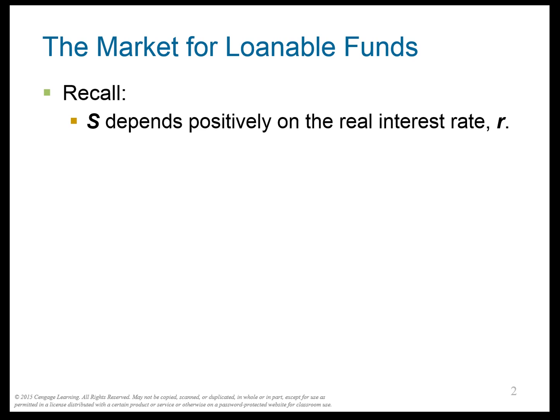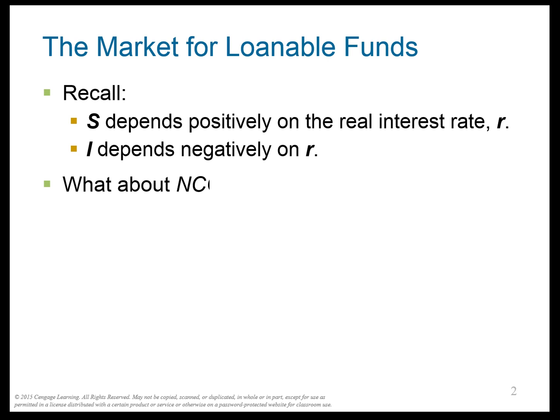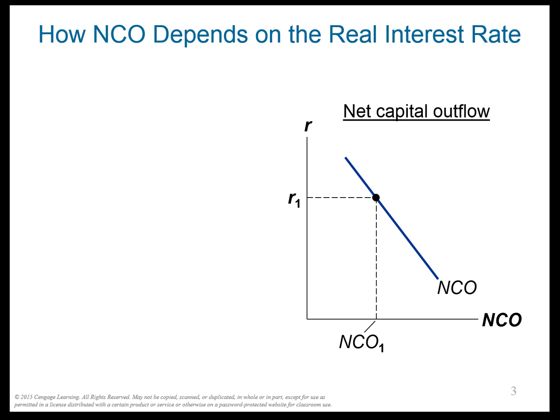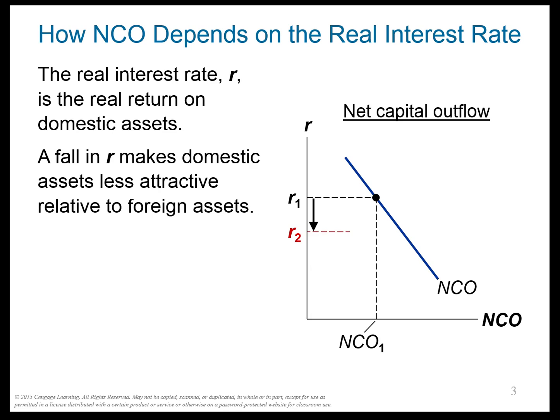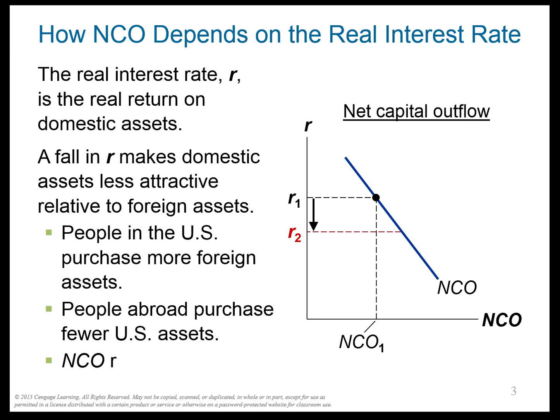And don't forget that S depends positively on the real interest rate, so the supply curve will have an upward slope. I depends negatively on R, that means it'll have a negative slope or a downward slope, okay? But what about net capital outflow, NCO? Remember that the demand curve is I plus NCO. Well, let's investigate. Let's imagine we're at this point of net capital outflow. The real interest rate is R, that's the real return on domestic assets here in the United States. Well, imagine if the interest rate fell for domestic assets. More people are going to move their money outside of the United States to maybe buy stocks and bonds from another country. That's going to make NCO go up, right?